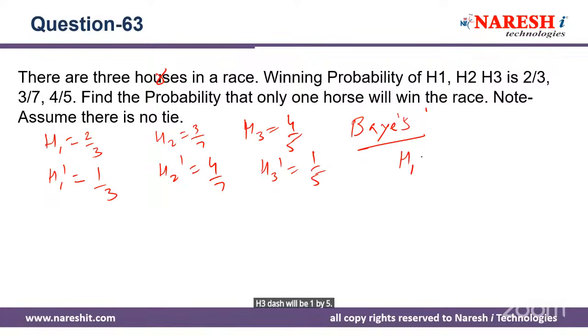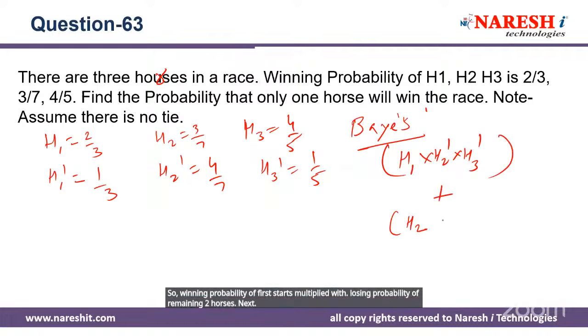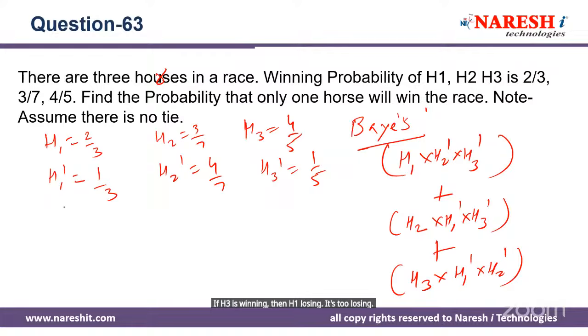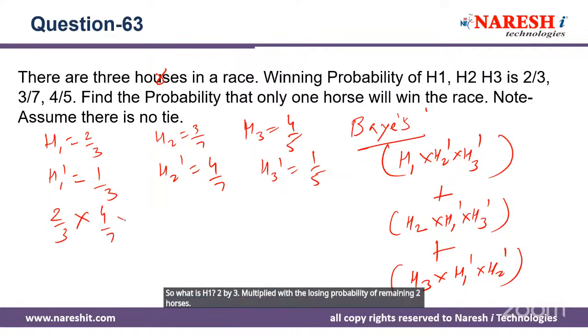Bayes theorem means if the first horse is winning, that means the remaining two horses are losing. So the winning probability of the first horse is multiplied with the losing probability of the remaining two horses. Next, if H2 is winning, then H1 is losing and H3 is losing. If H3 is winning, then H1 is losing, H2 is losing. So what is H1? 2 by 3 multiplied with the losing probability of the remaining two horses, that is 4 by 7 into 1 by 5.